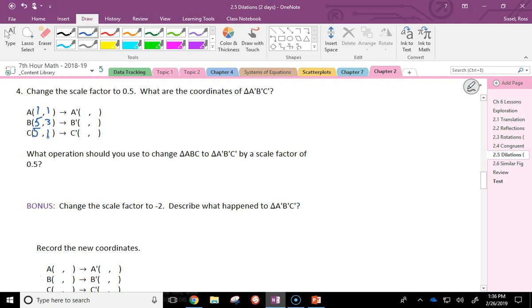On number 4, we still have our 1, 1, 5, 3, 5, 1. Our scale factor is 0.5. Is my shape going to get bigger or smaller? Smaller. Why smaller? It is going to get smaller because 0.5 is less than 1. So if we ever have our scale being less than 1, our image will get smaller.